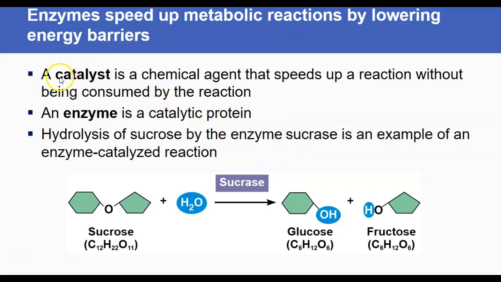So again, some more terms. A catalyst is simply just a chemical reagent that speeds up a reaction. So an enzyme is a catalytic protein. We'll use this example that is going to narrow in on some of the key terms you need to know for enzyme reactions. So if you have sucrose right here, and you want to add water to bust it into its monomers, glucose and fructose, an enzyme called sucrase is going to do that.